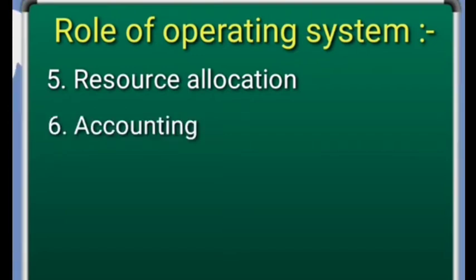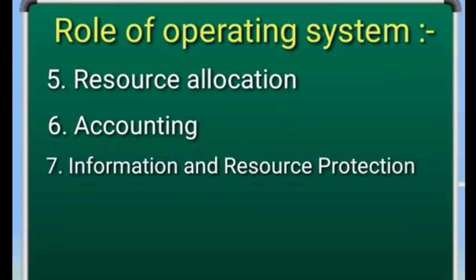The sixth role of the operating system is accounting. It also keeps track or account of what type of functioning is taking place and how many errors have occurred. For example, on one day you are using the computer for 5 hours, and in those 5 hours how many tasks you have given to the computer, how many tasks are successfully performed, how many errors you got while functioning of the programs. All those accounts are maintained by the operating system.